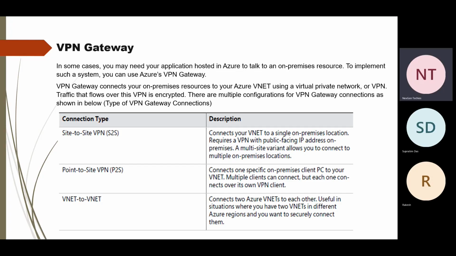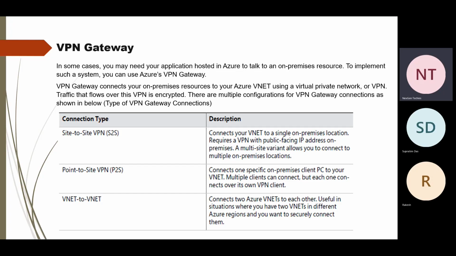And then VNet to VNet means you can connect one Azure VNet to another. Between regions, you have one VNet in one region and another VNet in another region, so you can connect VNet to VNet. We call this VNet peering. You can do VNet peering between two Azure regions, or also within the same Azure region.